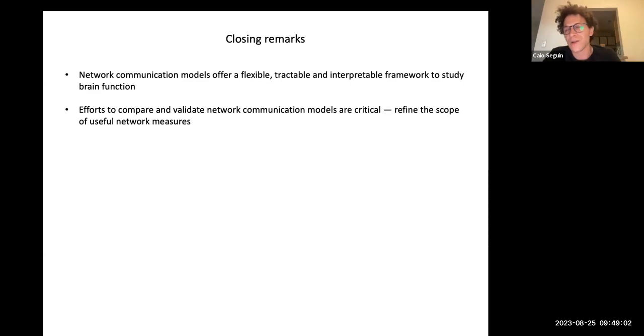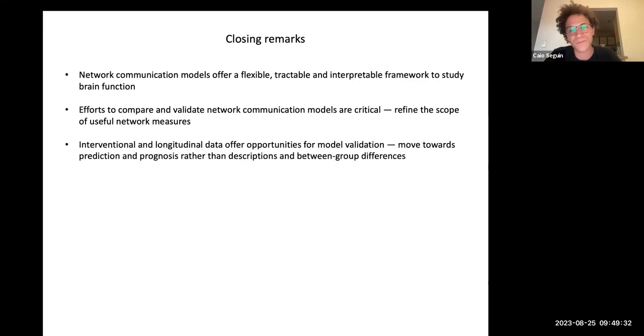I think there are a lot of models, and there's not enough effort to compare and validate these models. Everyone wants to propose a new model, and then we end up with this huge zoo of network measures. I think network neuroscience has suffered from this problem for a long time. And I think that studies trying to systematically pitch these models against each other to refine the scope of useful measures are important in the future.